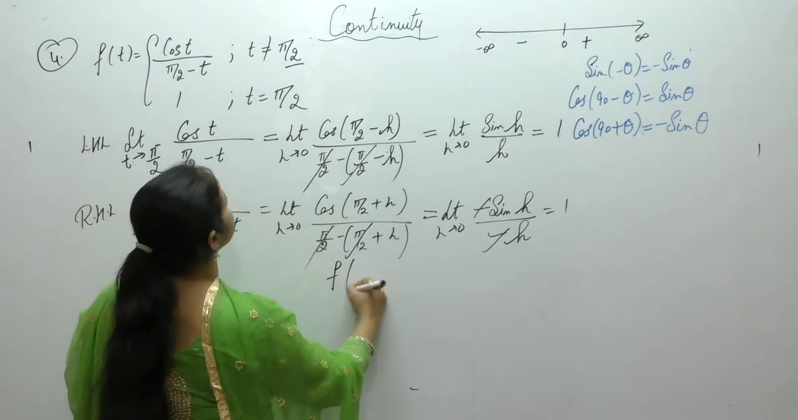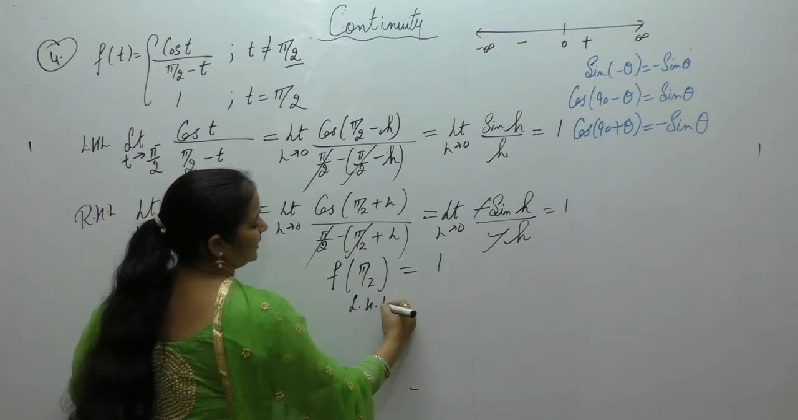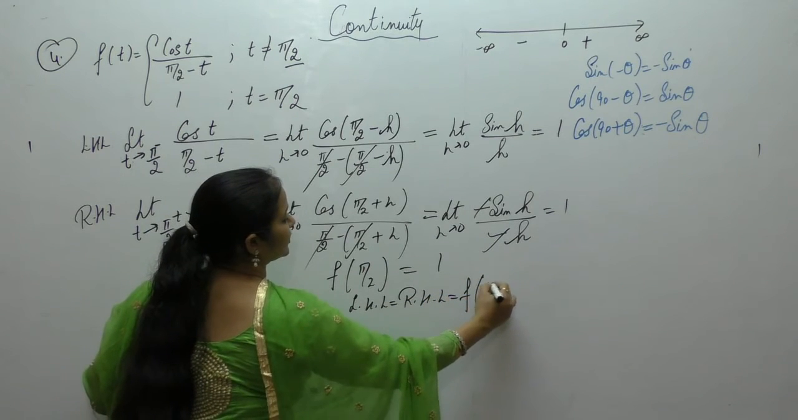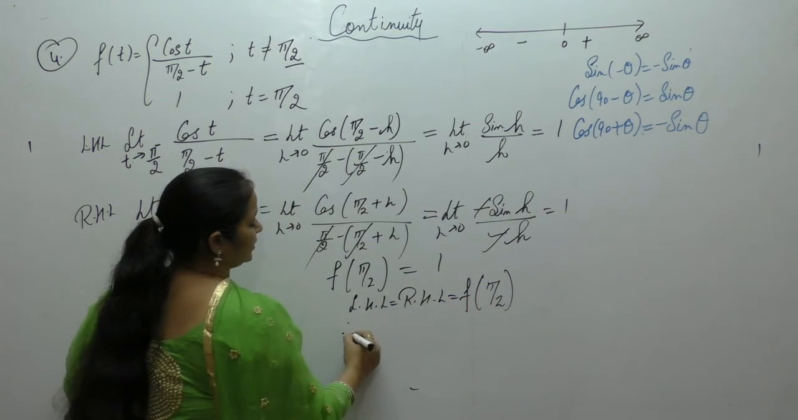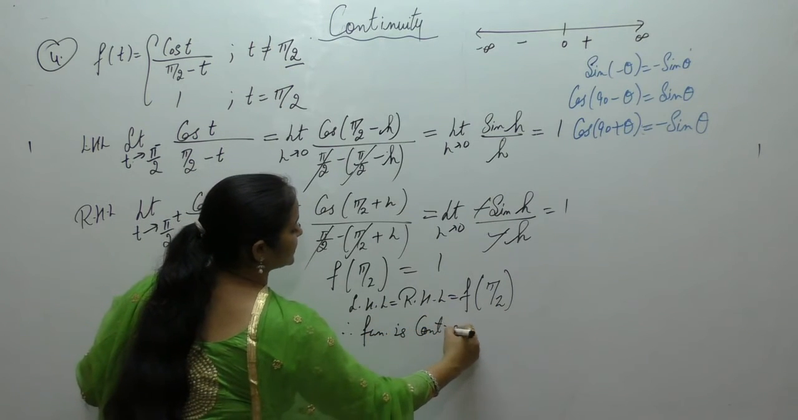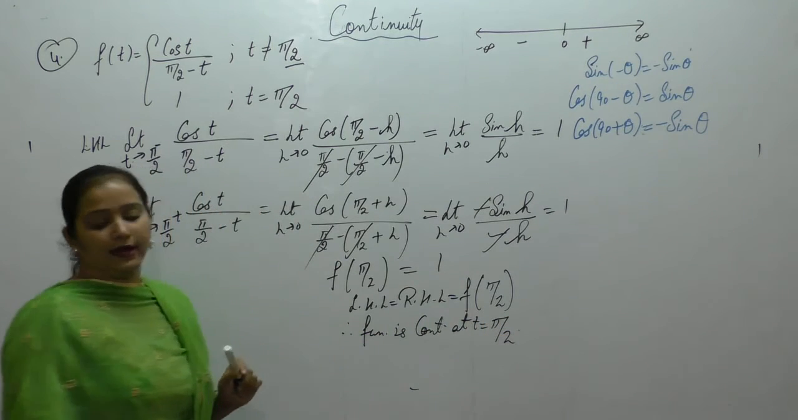Now value of function at pi by 2 is given 1. So left hand limit is equal to right hand limit is equal to value of function at that point. Therefore, function is continuous at t equals pi by 2.